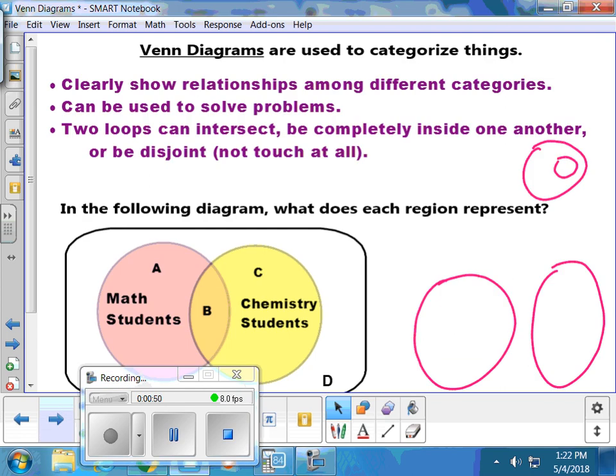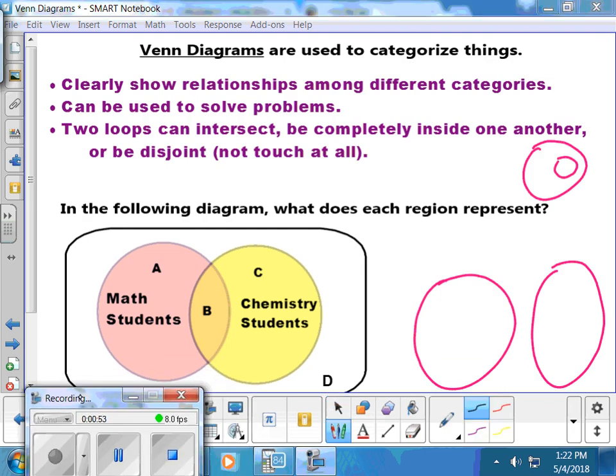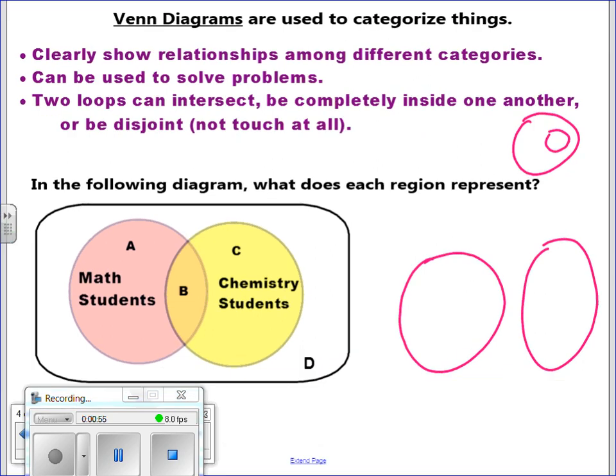Okay, you don't necessarily need to write this down, but you can kind of look at it with me. Venn diagrams are used to categorize things. They can show relationships among different categories, 2 or more categories. The one we had in the warm-up had 3 categories. They can be used to solve problems. And 2 loops can intersect or be completely inside one another or not touch at all. So like set A and set B might not even touch at all. And maybe set B is contained in A.